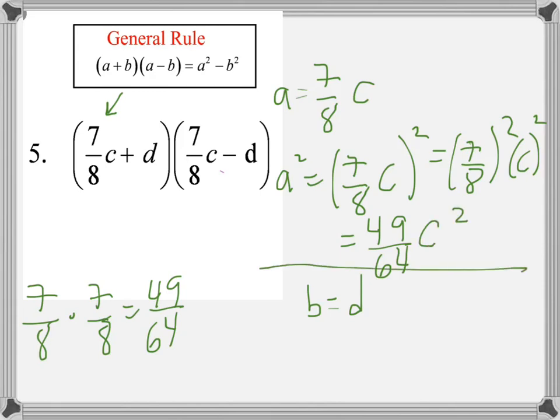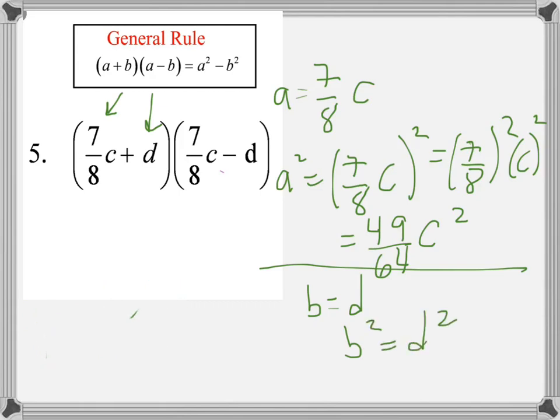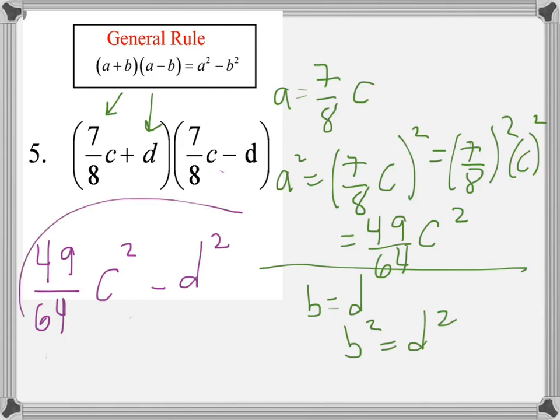Okay, so our second term that's standing in for B in the general rule is D. So we can see that B squared is D squared. Okay, so our answer is going to be 49 over 64 C squared minus D squared.